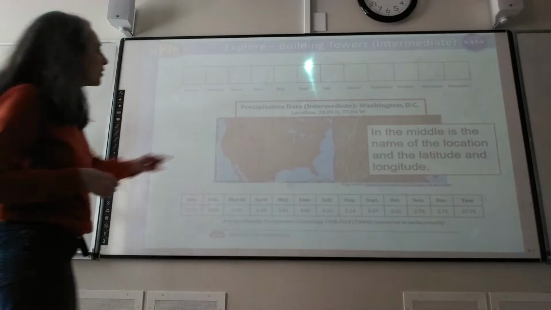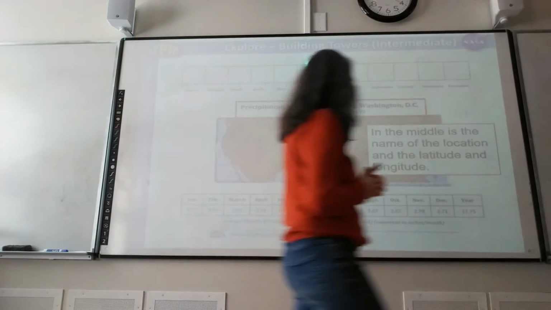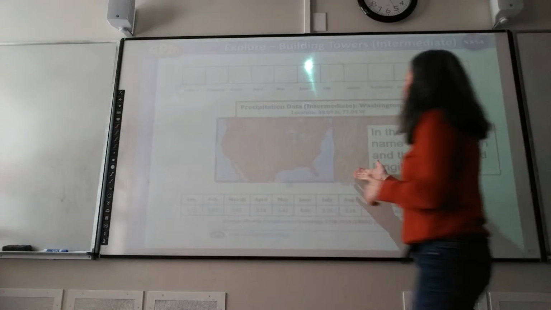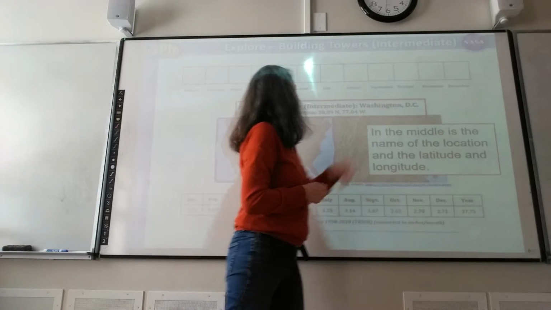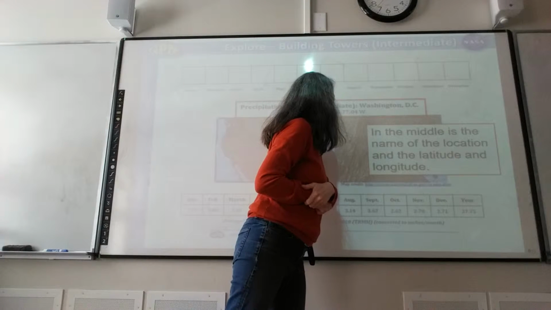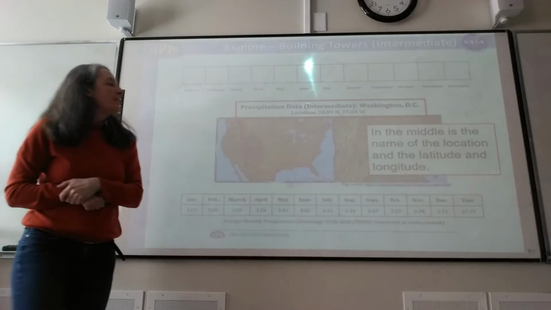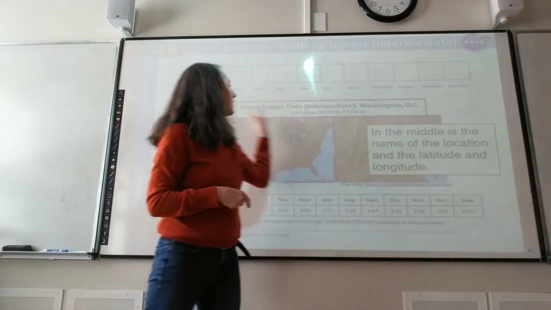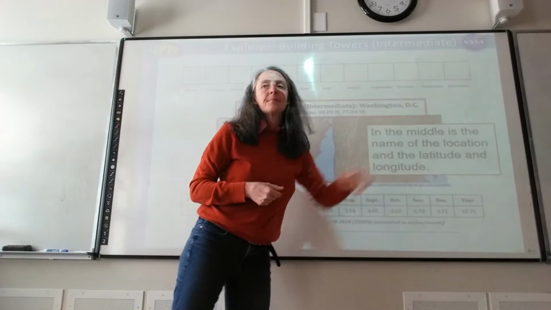Okay. So the middle section has been highlighted in red, so I want to draw your attention to this middle section. In the middle is the name of the location and the latitude and longitude. So for my example, it says precipitation data, intermediate, Washington, D.C. And then it says location, and you can see that it says 38.89 north degree latitude, 77.04 degrees west longitude. So the takeaway here is noticing the place. And you can take a moment right now and locate this red box, or it's not red on your paper, but locate this box and locate the place.